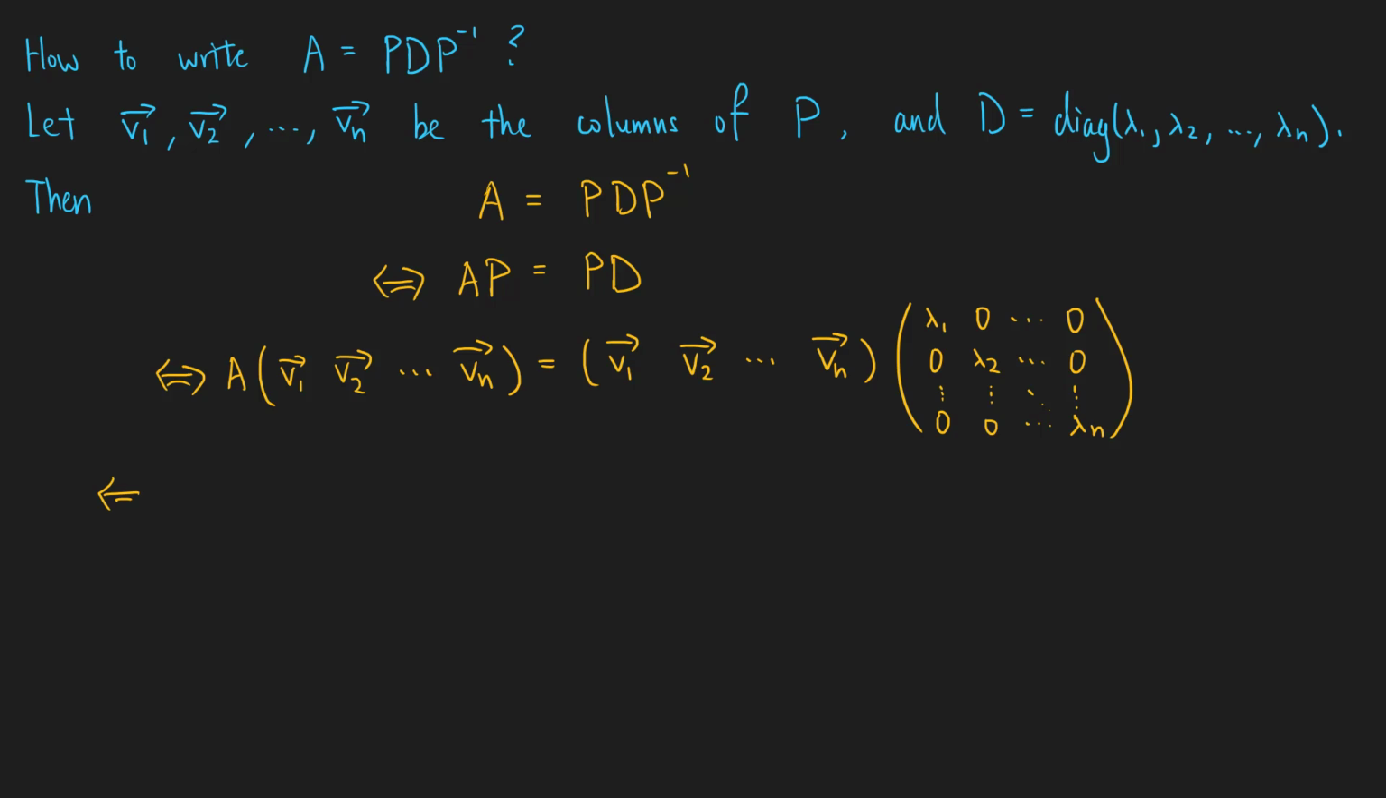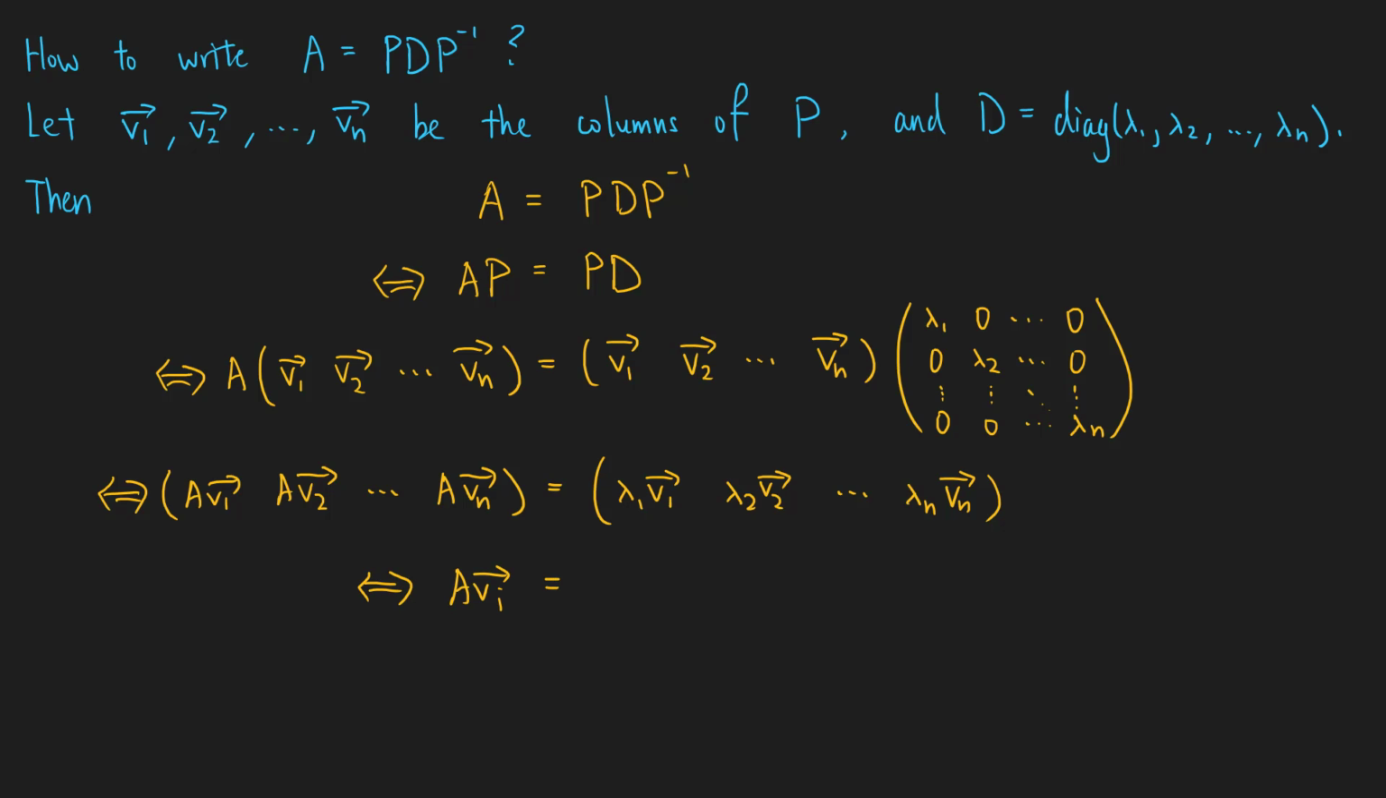This in turn means that the matrix A times V1, A times V2 up to A times Vn equals the matrix lambda 1 V1, lambda 2 V2 up to lambda n Vn. Equating the columns, this means that A times Vi equals lambda i times Vi for all i equals 1 to n. This motivates the following definition.